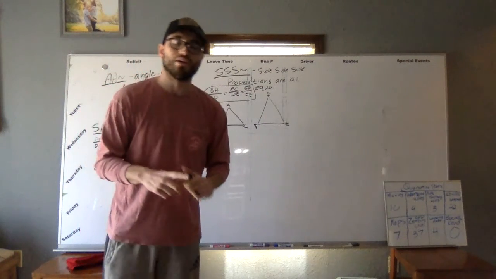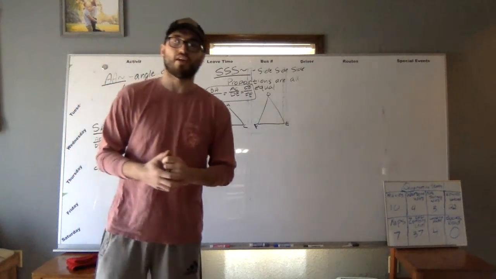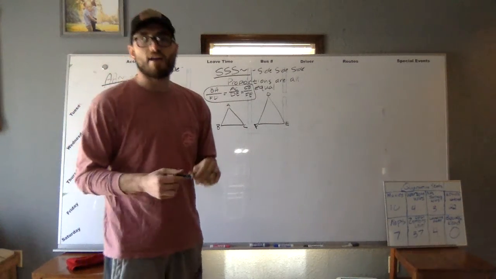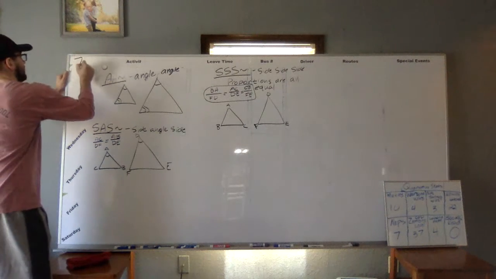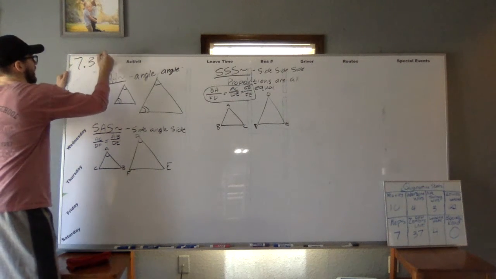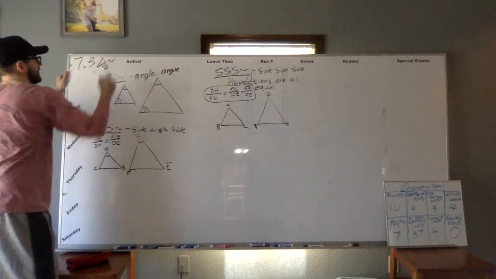Now let's move on to today. Today we are talking about 7.3. I probably should write it up here somewhere. Okay, I'll put it up here in the corner. 7.3, and that's triangle similarity.